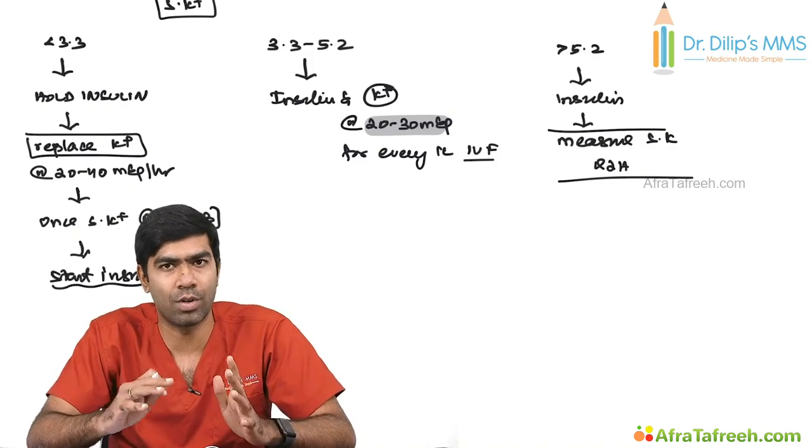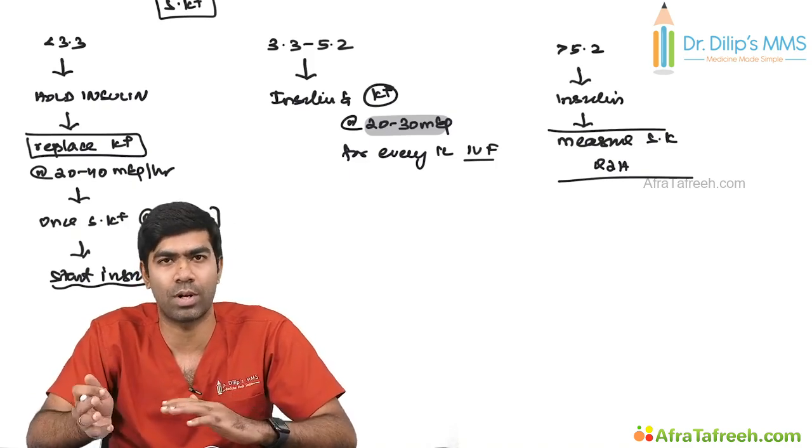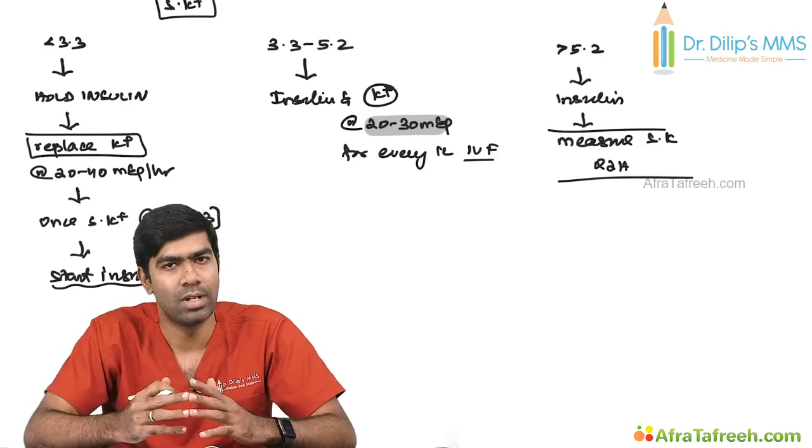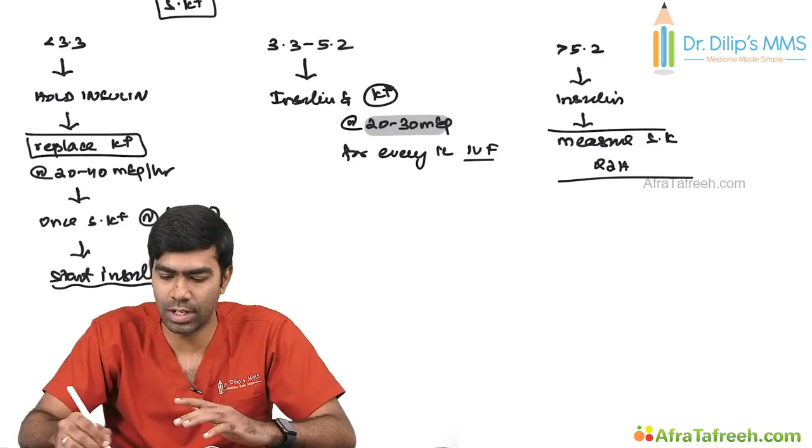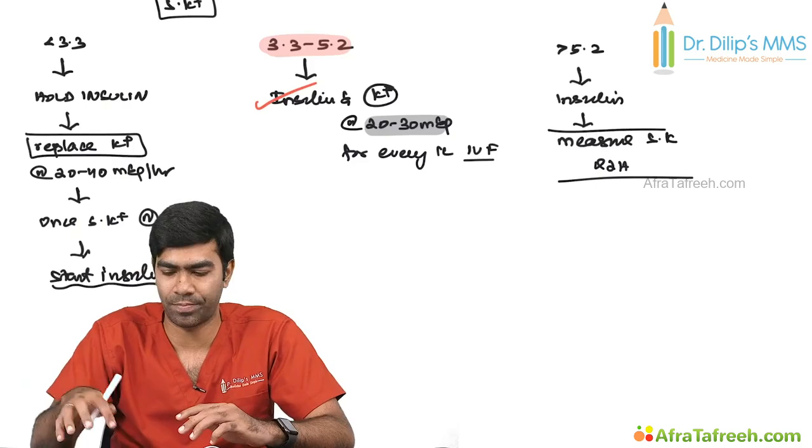So this is how you replace potassium. At the same time, whether to give insulin first or potassium first or both together depends on the serum potassium. Most of the times your serum potassium will be in the normal range. So which means you have to give insulin and potassium together usually.